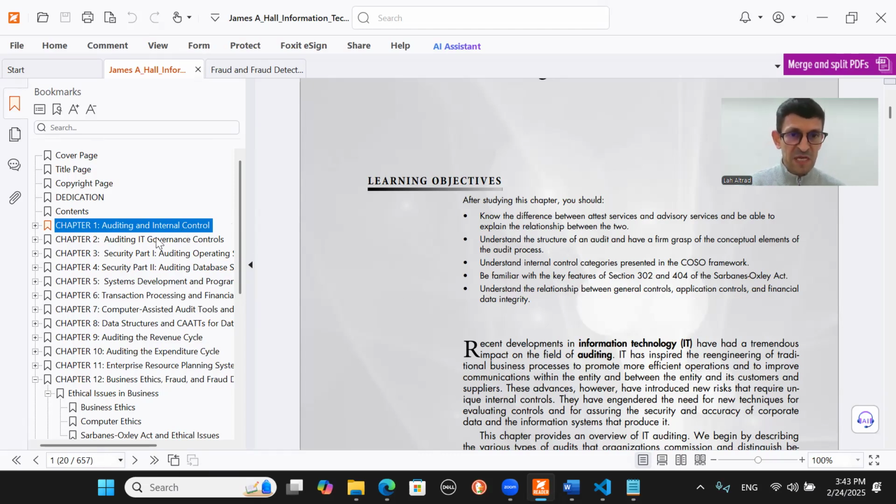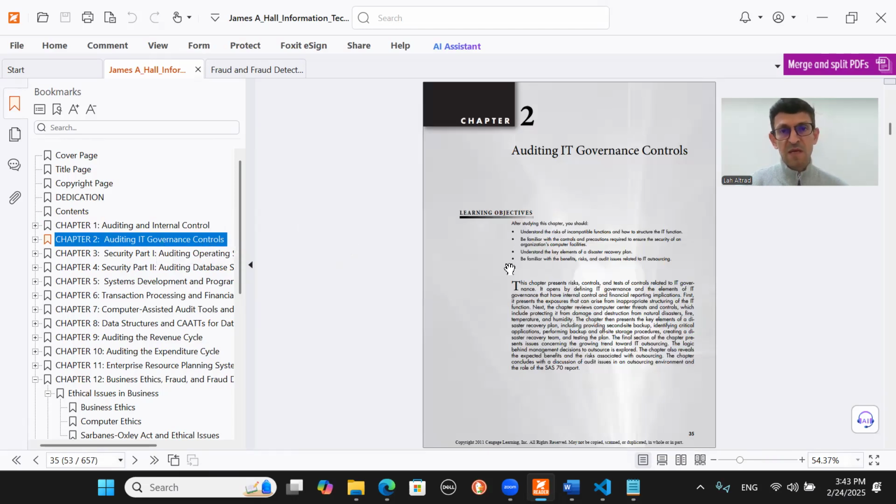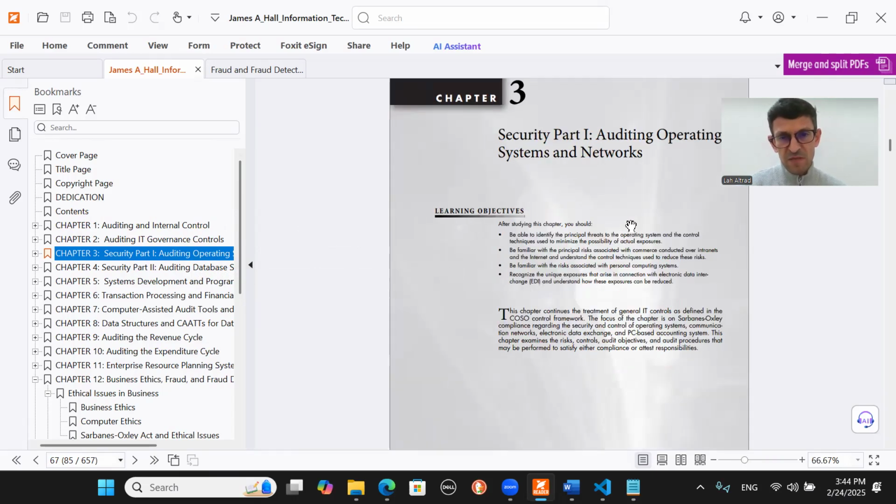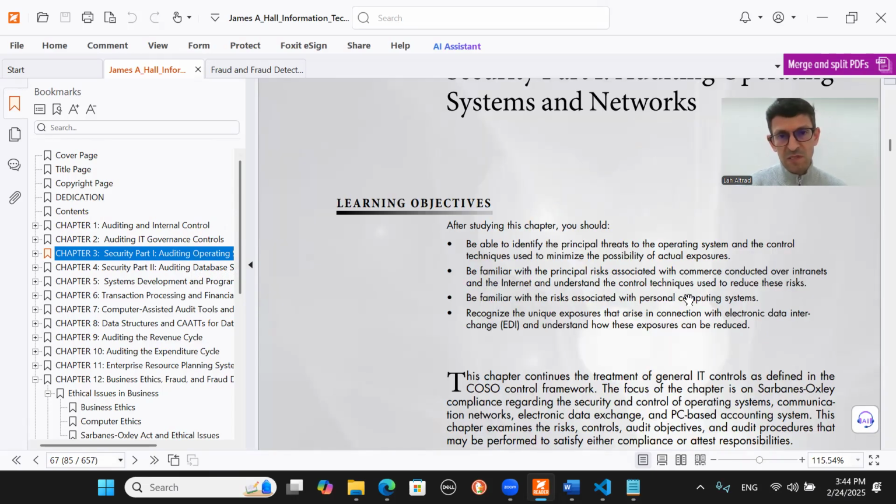Module, yeah. The second chapter right here is on auditing IT governance and control. And the last chapter from week 1 is auditing operating systems and networks. The objectives of each of these chapters are also listed here, so you can see that. For example, here we need to be able to identify the principal threats to the operating system and the control techniques used to minimize the possibility of actual exposure to threats. This is one of the objectives.